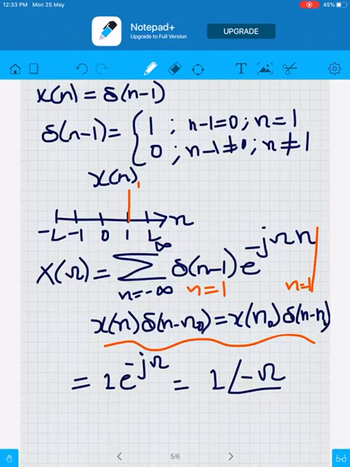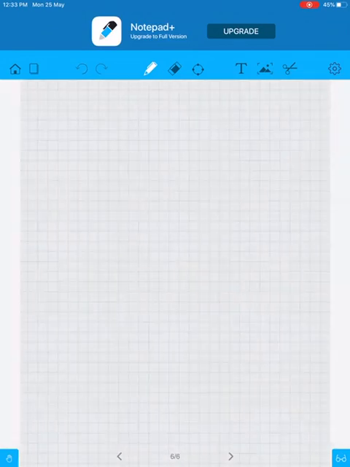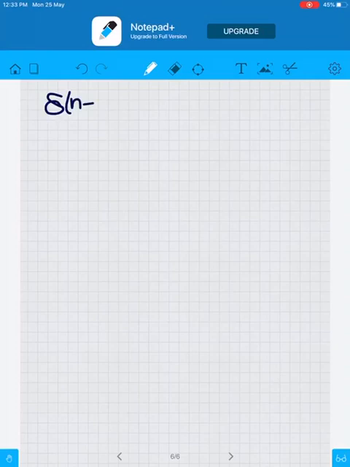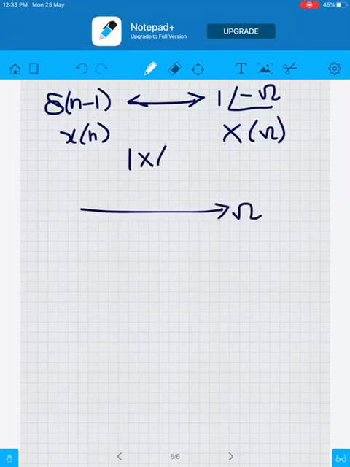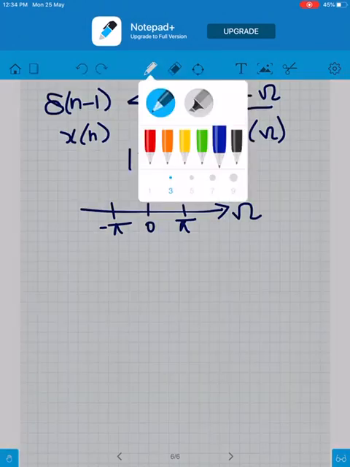In other words, the time domain signal was delta of n minus 1 and the frequency domain representation was 1 at an angle of minus omega. So this was x of n and this was X of omega. Plotting it, we can see the magnitude spectrum of X of omega. Now I am plotting the frequency domain representation. This is omega, magnitude of X of omega. Again this is 0, this is pi and this is minus pi. The magnitude is 1.